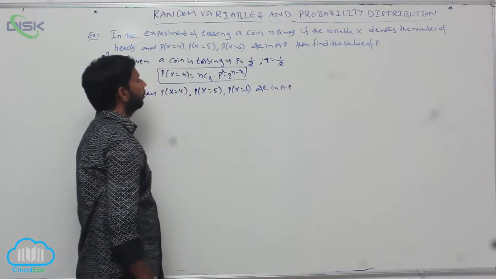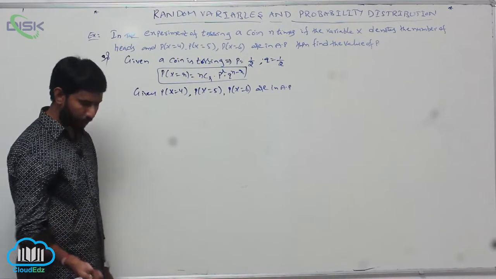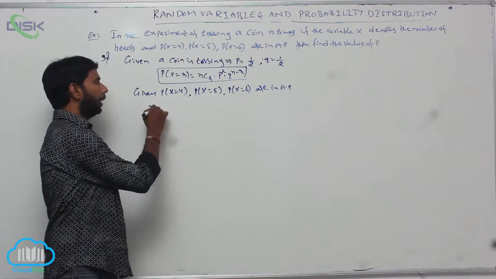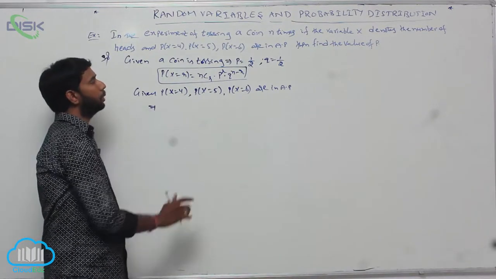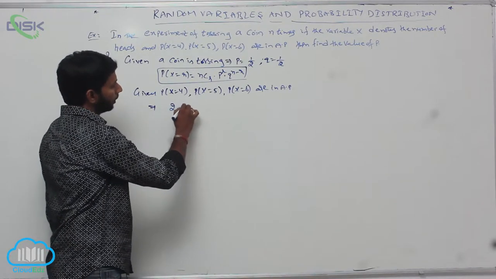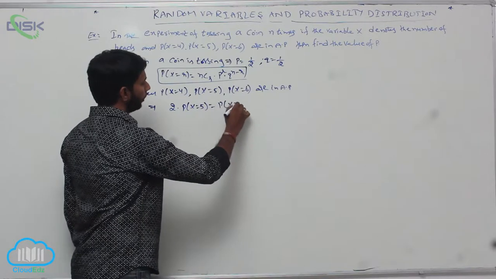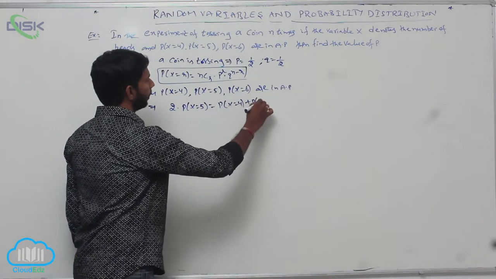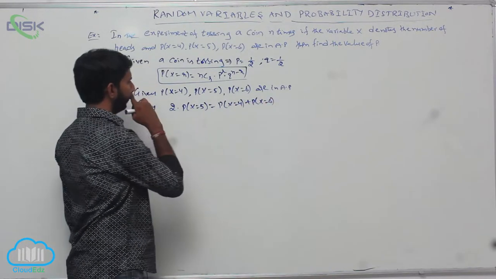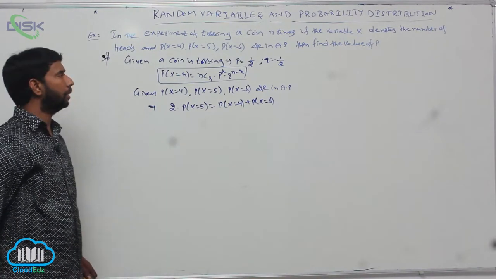P of x equal to 4, P of x equal to 5, P of x equal to 6 are in AP. If A, B, C are in AP, then the condition is 2B equal to A plus C. Therefore 2 times P of x equal to 5 is equal to P of x equal to 4 plus P of x equal to 6.